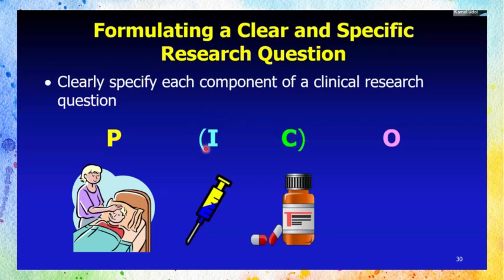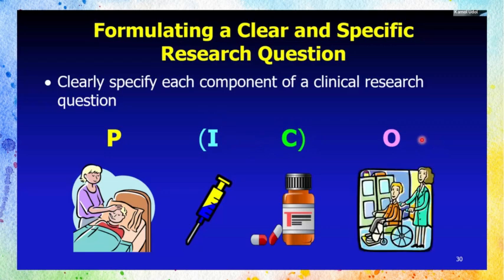And we need to consider these two together because on many occasions, they are the same thing. They are the same variable, but we will have different levels of exposure to compare between them. And the O is the outcome. Outcome is something that we expect will change in the subject as the result of this intervention or exposure.